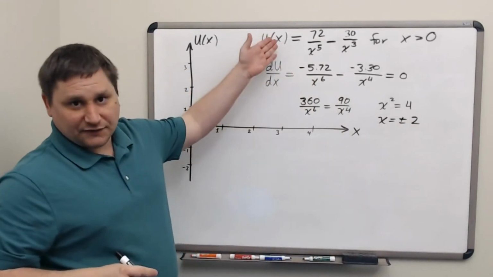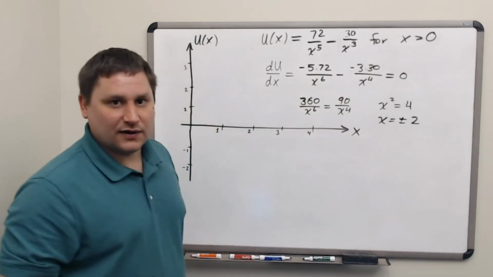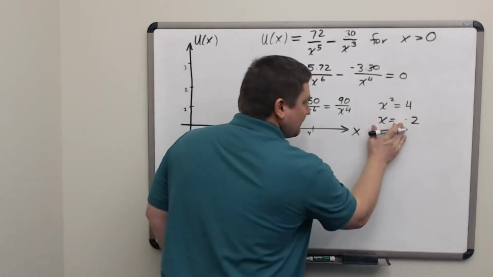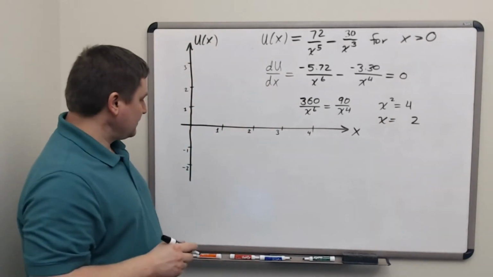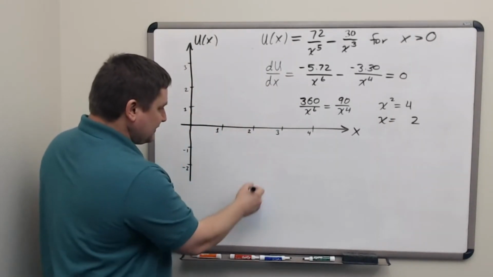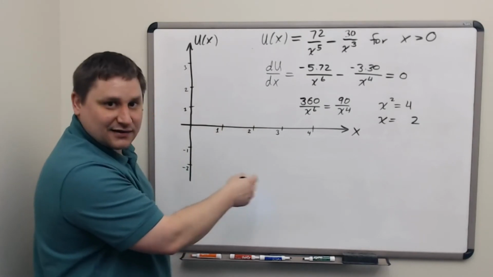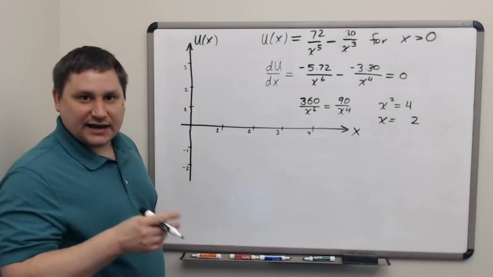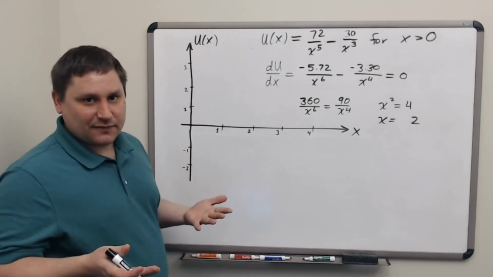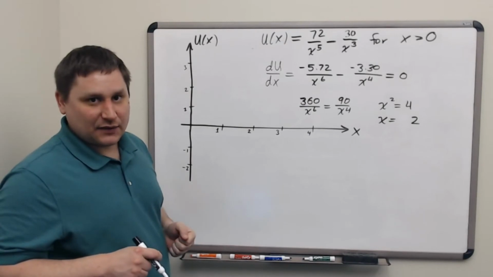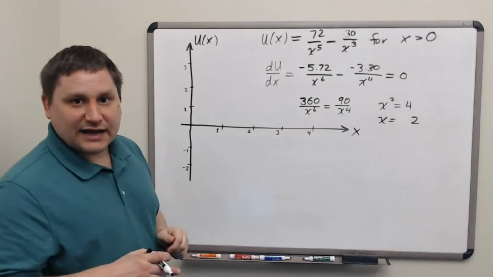This potential energy function was claimed to only be valid for positive x values, though, so we must choose the positive root x equals 2. This means somewhere at x equals 2, this potential energy function is going to have a flat area. We do not yet know where that is vertically, or if it's going to be concave up or concave down. Let's record this information and do the next step.